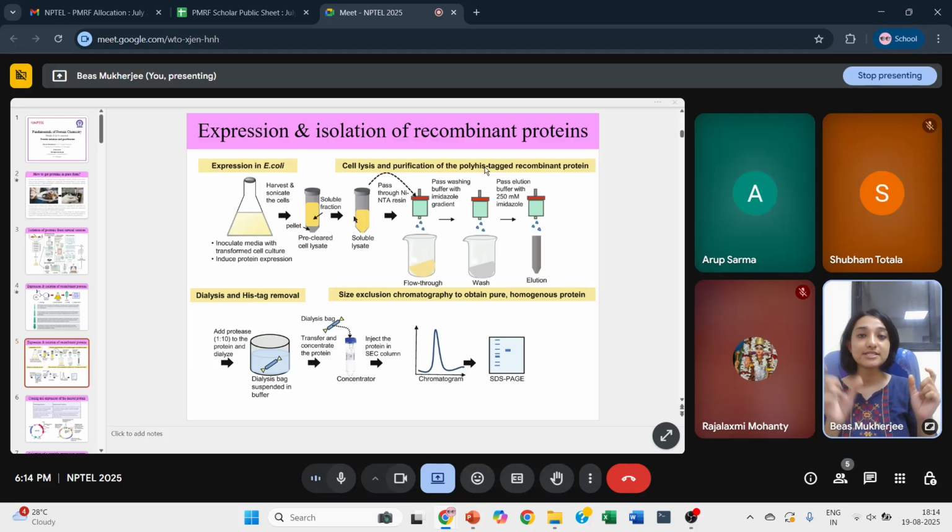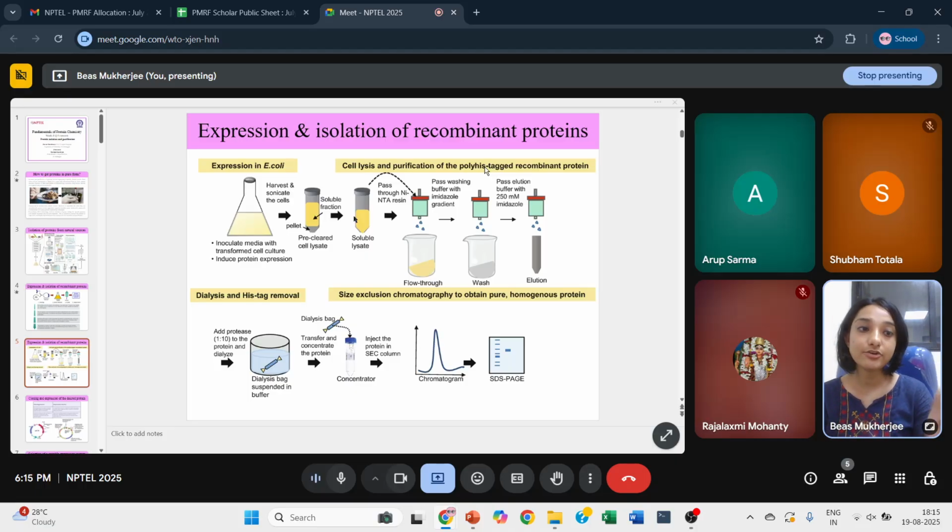So dialysis means it is there in a particular buffer and you want to change it into the buffer of your requirement at which your protein is active and it is functional. So you change it into this particular buffer, and then you go for the different assays.